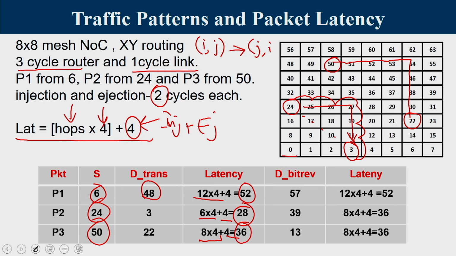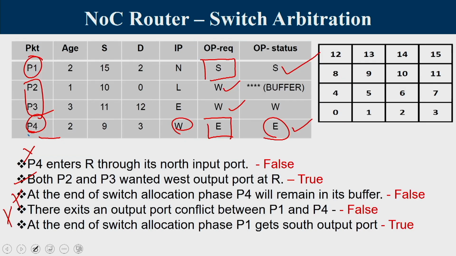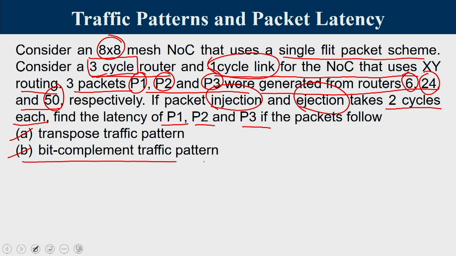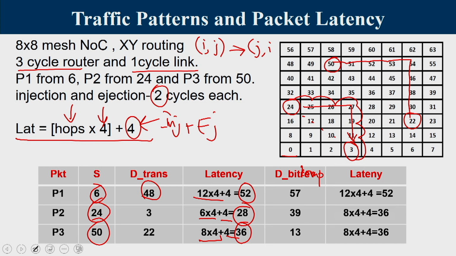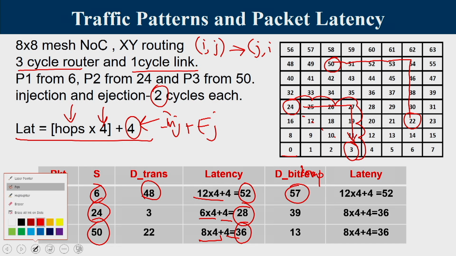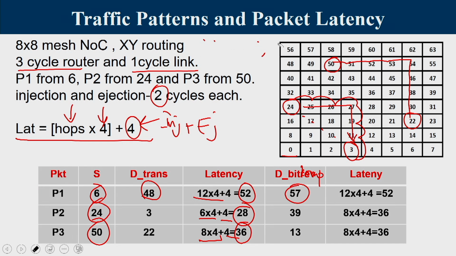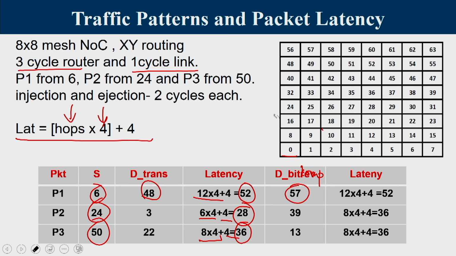For the same question, rather than the transpose pattern, they are asking for a second traffic pattern, known as bit reversal or bit complement traffic. In the question it is mentioned that we have to find it for bit complement traffic as well. For the packet starting from 6, the destination is 57. Now, we have to find out how the bit complement destination is determined. In the case of a transpose pattern, we have to find the transpose node.